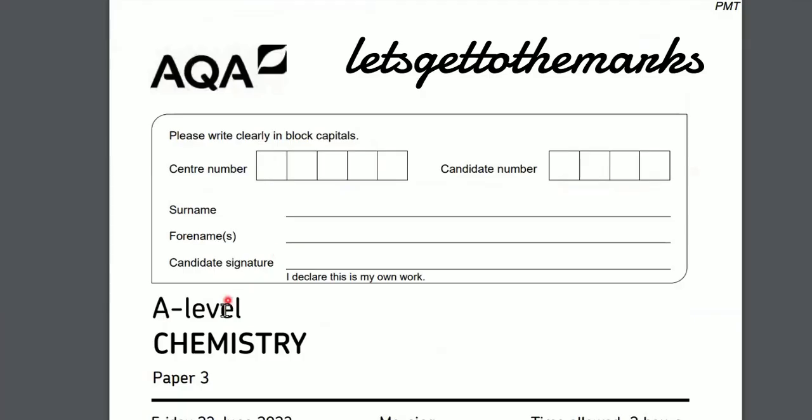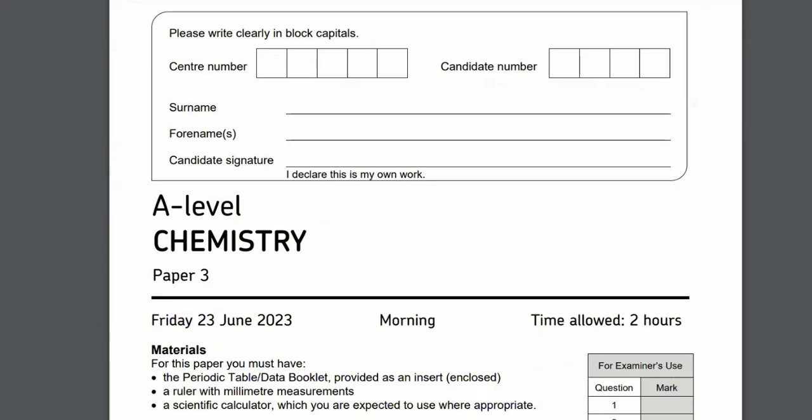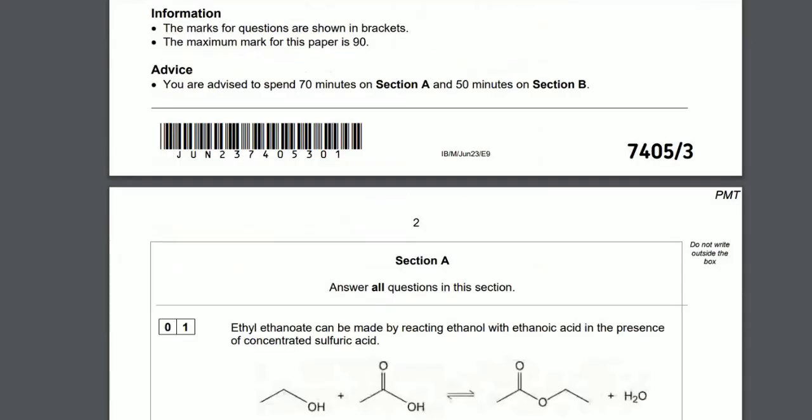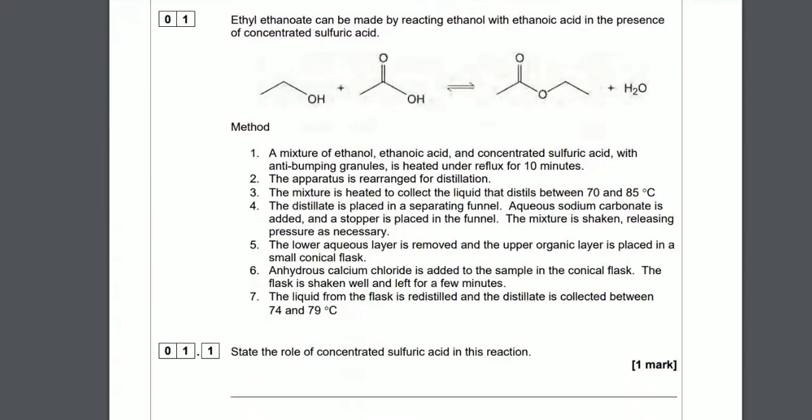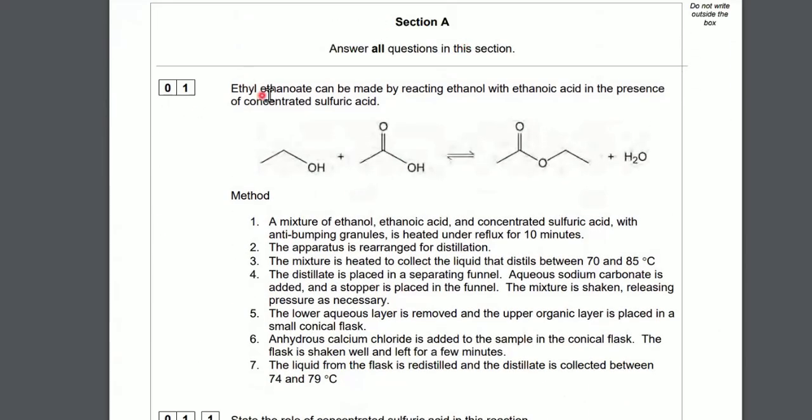We're looking at AQA A-Level Chemistry, Paper 3, Friday the 23rd, 2023. I found this paper on the PMT website. You can get it on the AQA website as well. The code for it is 7405/3. Let's get into it. Section A, question 1.